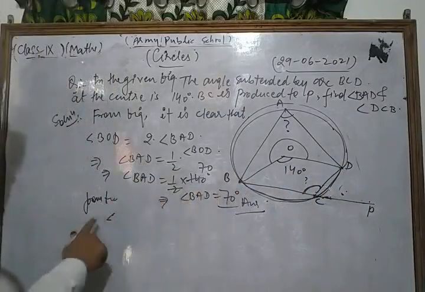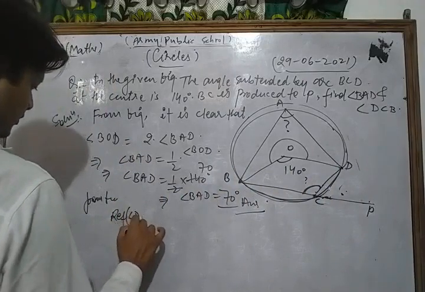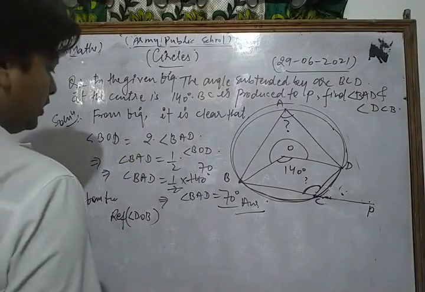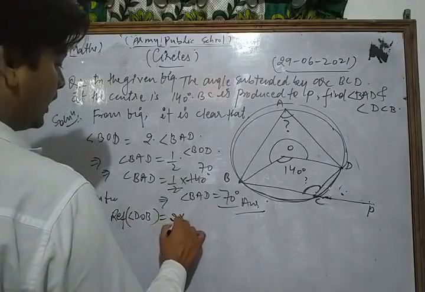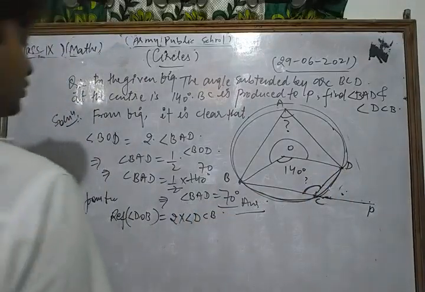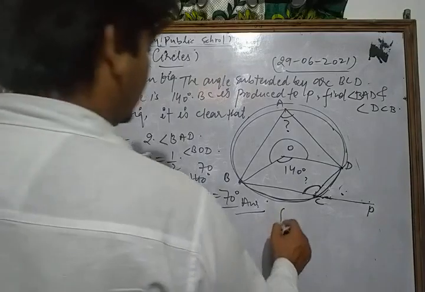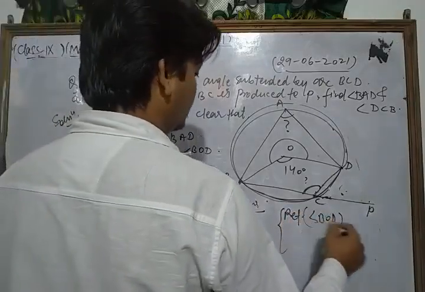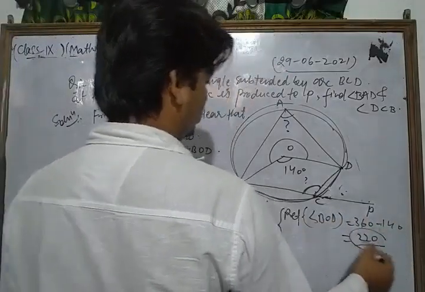Means angle DCB. First of all we take the reflex of angle DOB. Reflex of angle DOB, or BOD, is equal to 2 times angle DCB. So first of all, the reflex of angle BOD is what? 360 minus 140, so that is 220.